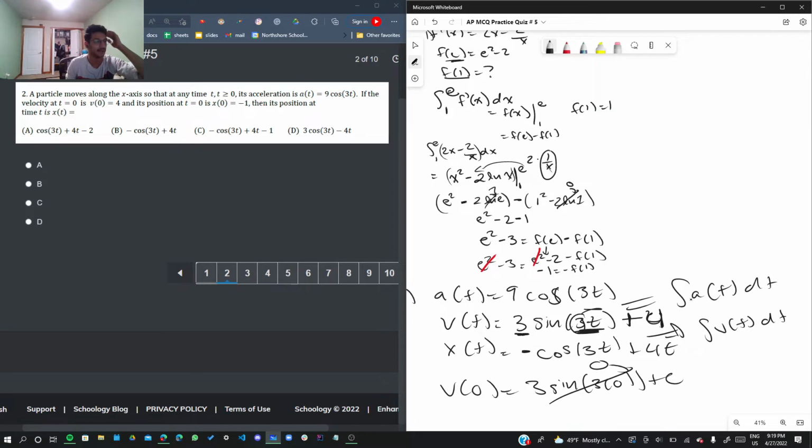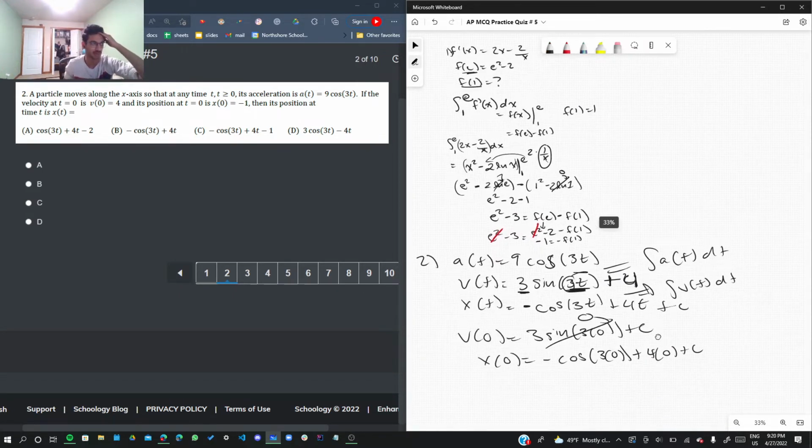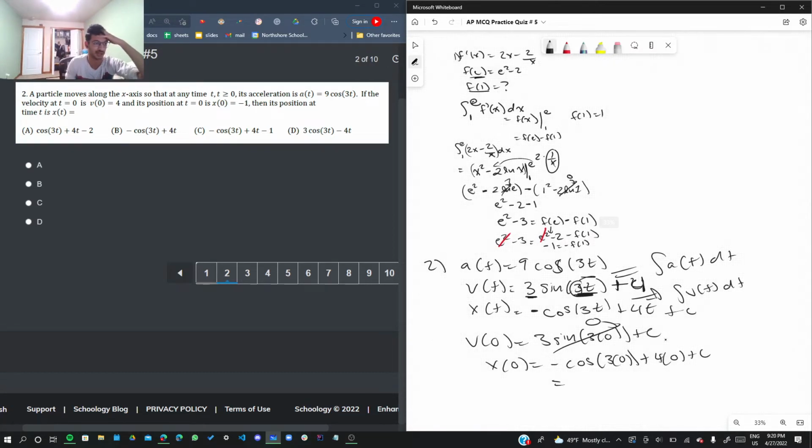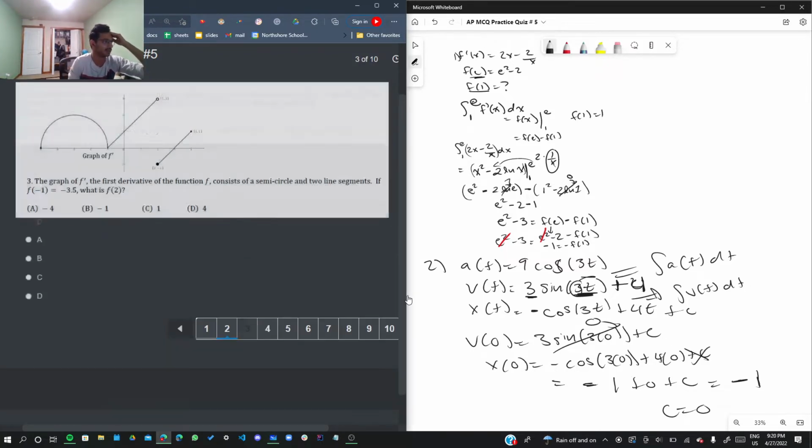And then this is 0, x is 0, then of course you have to do plus c, right? So x of 0, that is negative cosine of 3 to the 0 plus 4 times 0 plus 2. And many people might make the common mistake thinking that cosine of 0 is 0, but it's not. It's 1. So here it's negative 1 plus 0 plus c, and they're given this as negative 1. So c is actually just going to be 0 right here. The answer is B. So there's no c, just that. All right, let's move on.